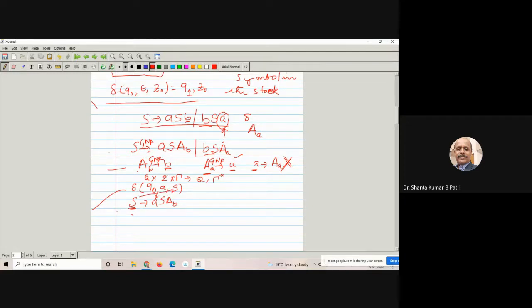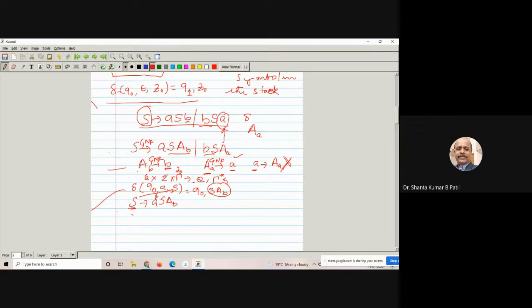Stack symbol: generally it will be Z naught in the PDA, but in the CFG, Z naught is equal to S. Hence, Z naught is not given in the production. In place of the Z naught, you can consider it as S. Therefore, the production is delta of Q naught, a, S is equal to Q naught, and these are the tau star. Tau star is S into AB. So S into AB, these are all called tau star.